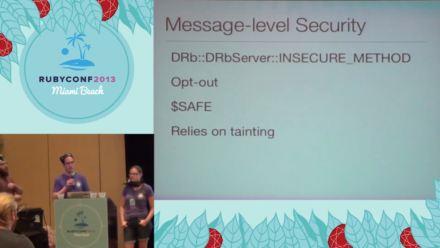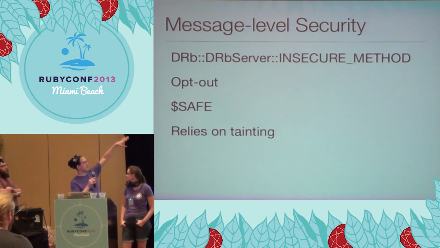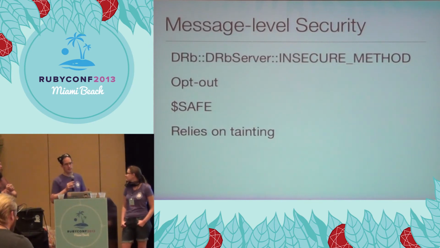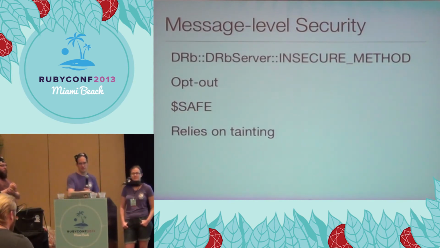So at the message level, DRb has two methods of security. You can add methods to this insecure method array, but it's going to be very difficult for you to weed out all of the dangerous methods because it's an opt-out, not an opt-in to the good methods. You can also set the safe level for the thread that the DRb server evaluates the methods in. However, that relies on tainting, and not every object gets tainted properly when it's sent over. So it's possible that you can get a non-tainted string with user local content in it, even under a higher safe level where things like eval would be disabled.